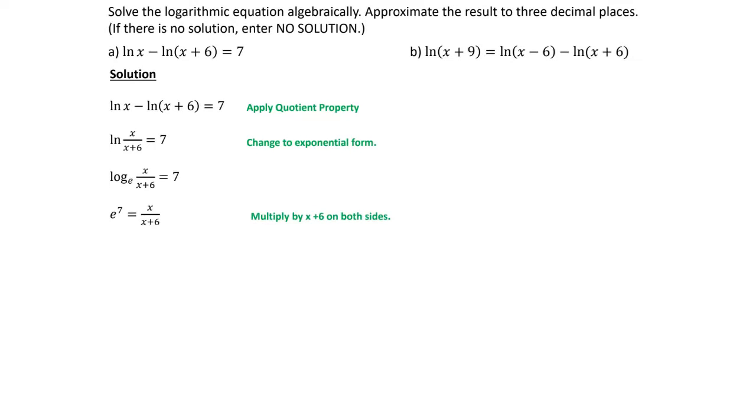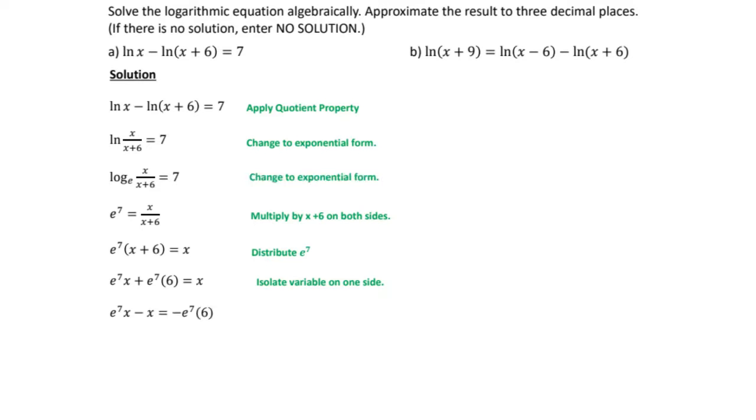So we can first use our algebra to solve for x. We're going to multiply both sides by x plus 6. We're going to distribute our e to the 7th. Then we're going to move everything that has an x to one side, and anything that is just a number to the right. It doesn't matter if you move it to the left or right. I like to have my variables on the left. So I can go ahead and factor out the x so I can isolate it.